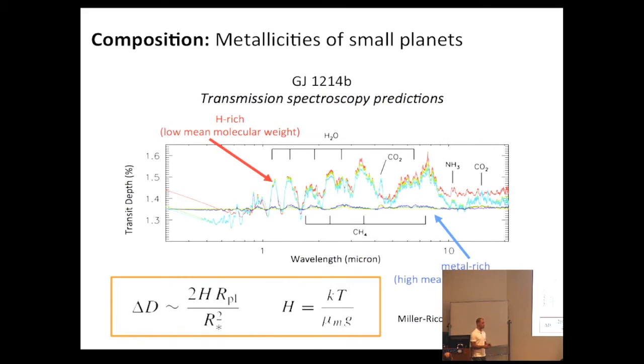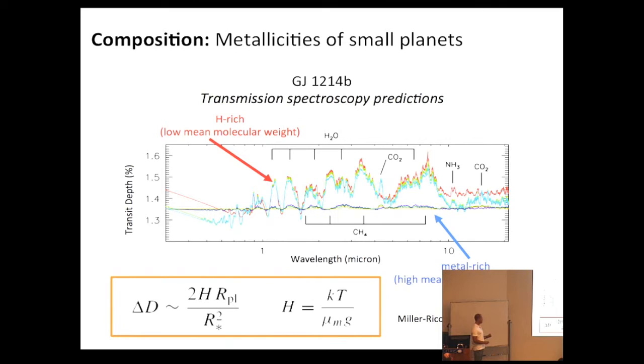And so these were calculations done by Eliza Miller-Ricci Kempton and Jonathan Fortney, also right after GJ1214b was discovered, showing how you could have very different atmospheric compositions for the planet, and that would lead to very different spectra that should be detectable with the existing instruments. Here, we're not trying to just measure precisely the molecular absorption feature, but we're just trying to make a broad brushstroke differentiation between spectra with large features and spectra with small features.